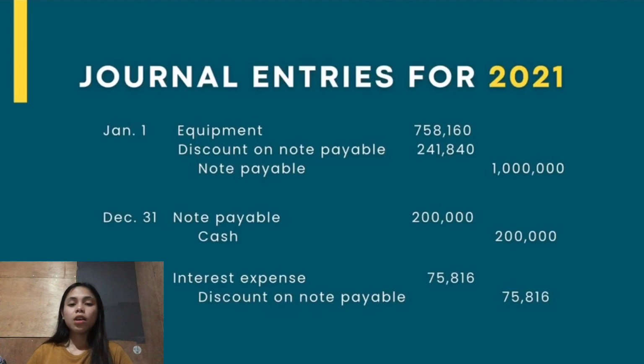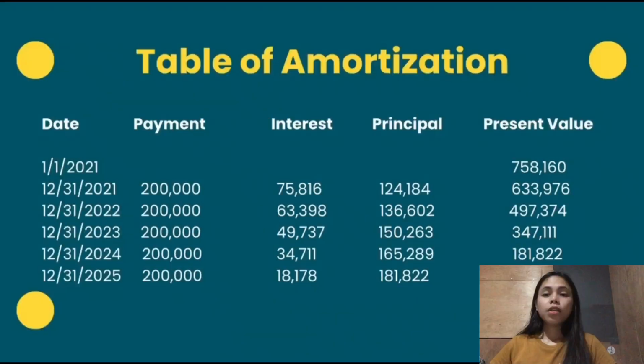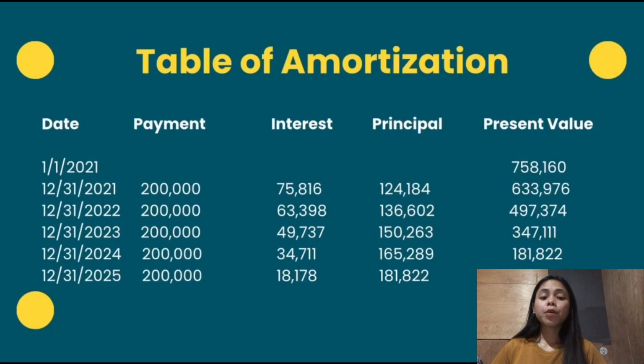So first, we have to make a table of amortization. So we have here our table of amortization. Our first column is the date. Our second column is the payment. Our third column is the interest. The fourth column is principal, and the last column is the present value. Our payment column represents the annual installment. So this is 200,000, which is our annual installment, 1 million divided by 5 annual installments. So we have 200,000.